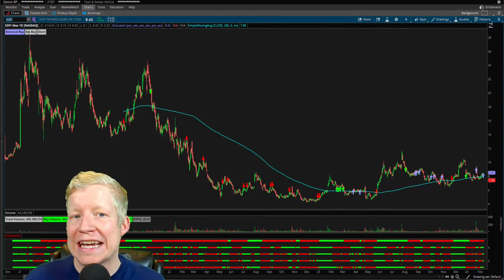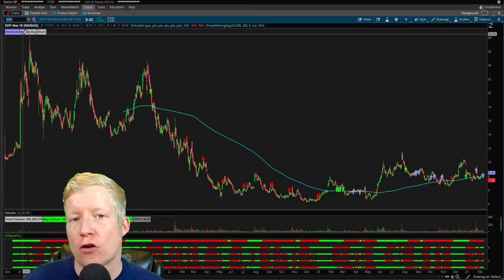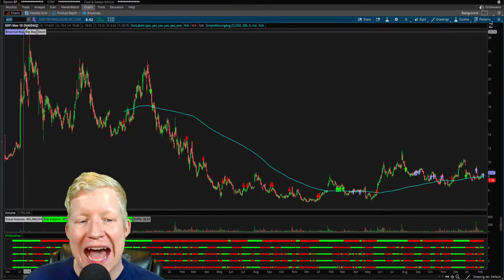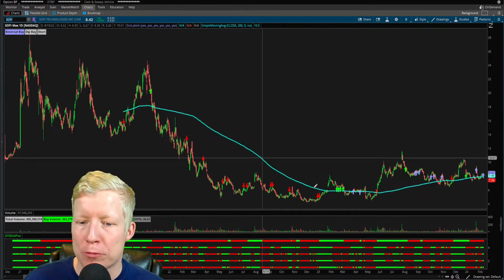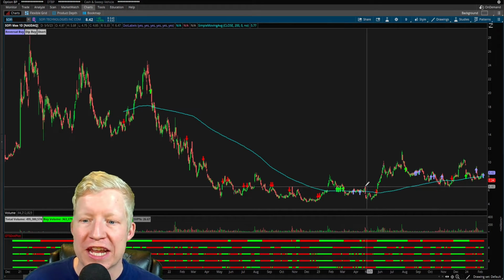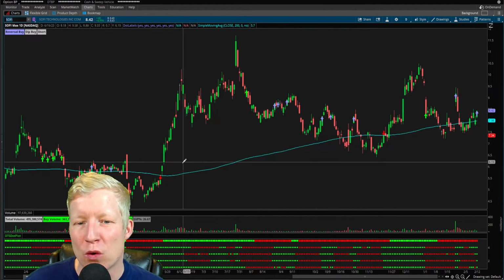On the SoFi daily chart, we are getting the reversal buy trade type. As you can see here, it is color-coded purple to align with the color of the arrows. And let's go ahead and talk about what it's looking for here.